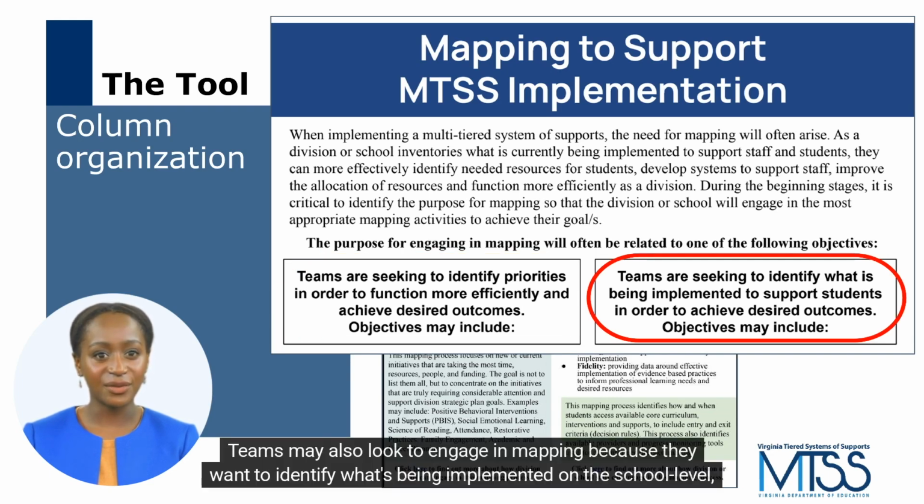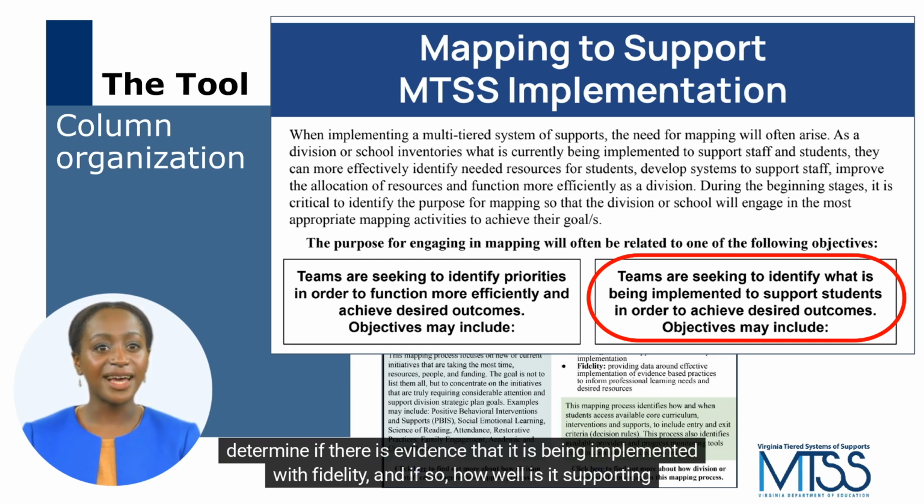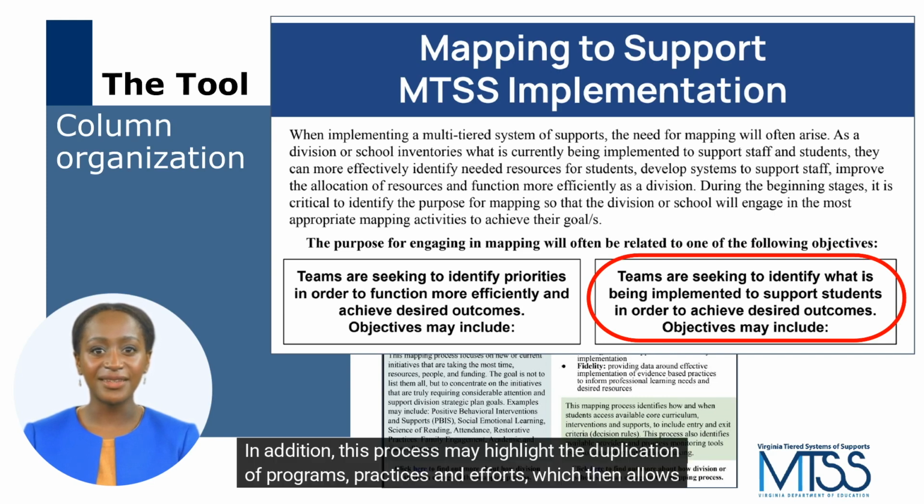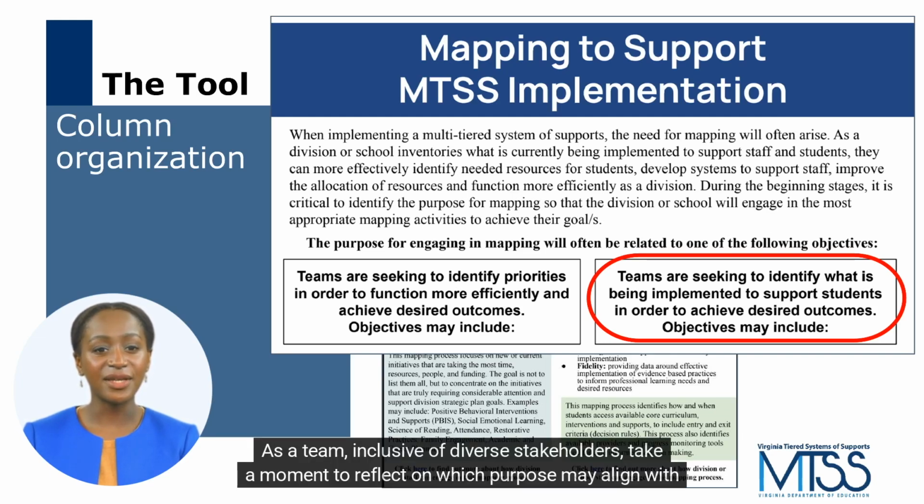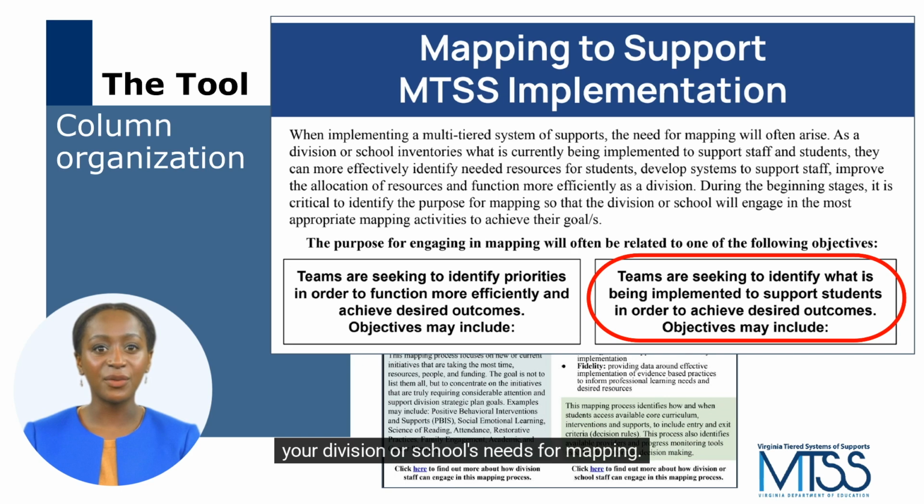Teams may also look to engage in mapping because they want to identify what's being implemented on the school level, determine if there is evidence that it is being implemented with fidelity, and if so, how well is it supporting students. In addition, this process may highlight the duplication of programs, practices, and efforts, which then allows a division or school to remove resources that are no longer serving them. As a team, inclusive of diverse stakeholders, take a moment to reflect on which purpose may align with your division or school's needs for mapping.